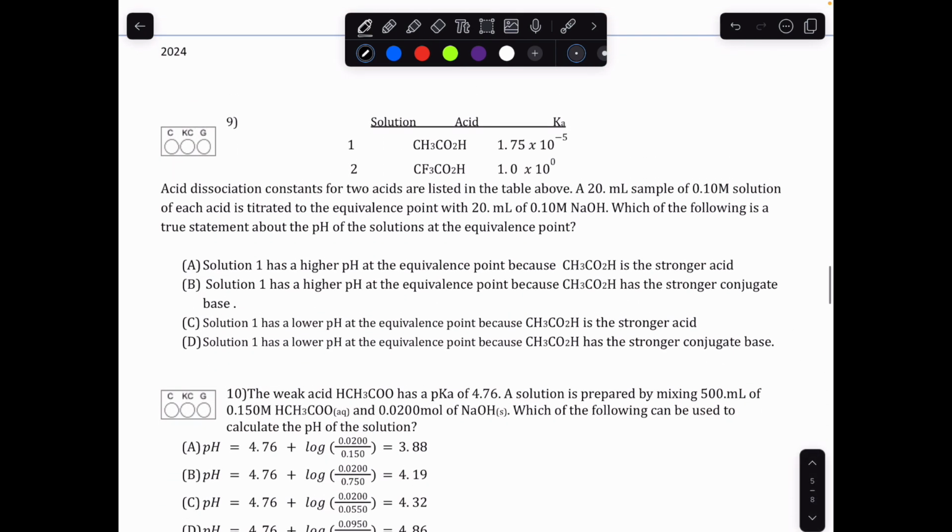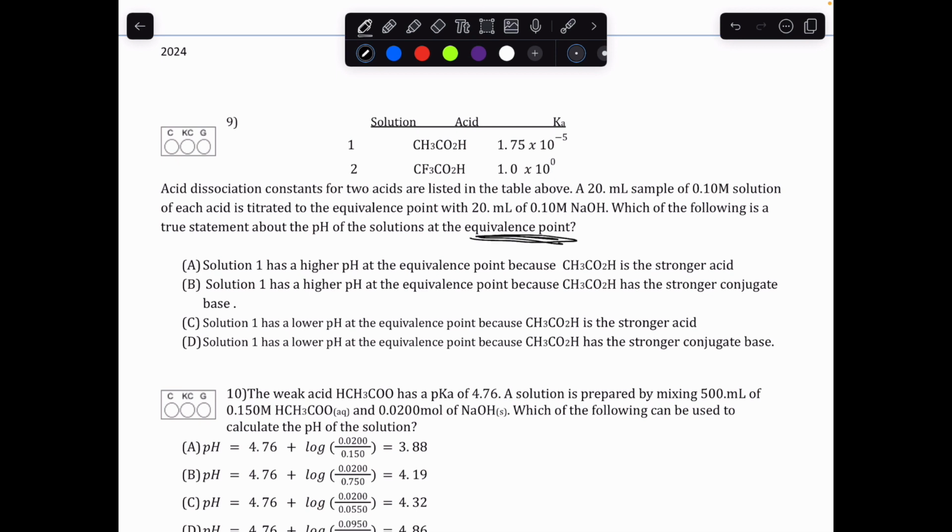Okay, number 9. The acid dissociation constants for 2 acids are listed in the table above. A 20 milliliter sample of a 0.1 molar solution of each acid is titrated to the equivalence point with 20 milliliters of a 0.1 molar sodium hydroxide solution. Which of the following is a true statement about the pHs of the solutions at the equivalence point?